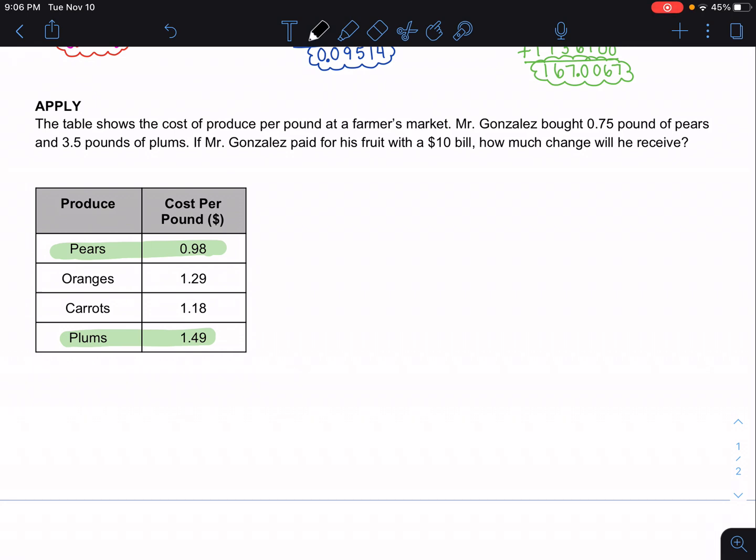So Mr. Gonzalez bought 0.75 pounds of pears, so 0.75 times 0.98. And he also bought 3.5 pounds of plums. So he spent $1.49 for each pound of plums, and he bought 3.5 of them. And again, I did this one this way because 149 has more digits. So I put the 149 on top. So now I'm going to multiply. This is the pears. This is the plums.